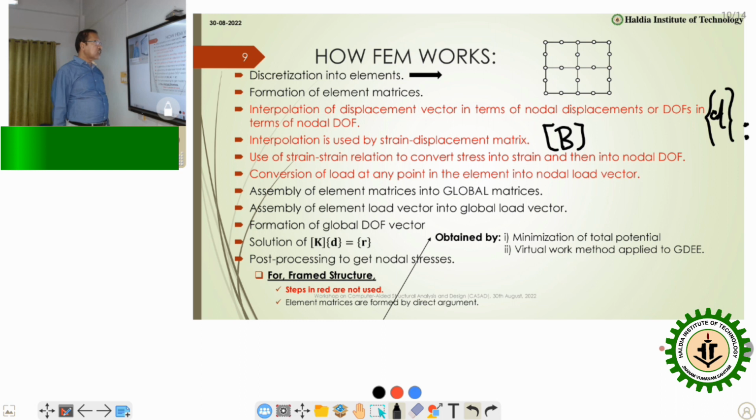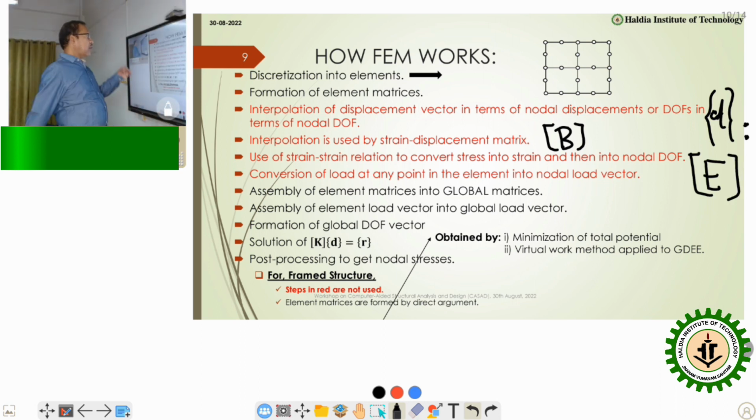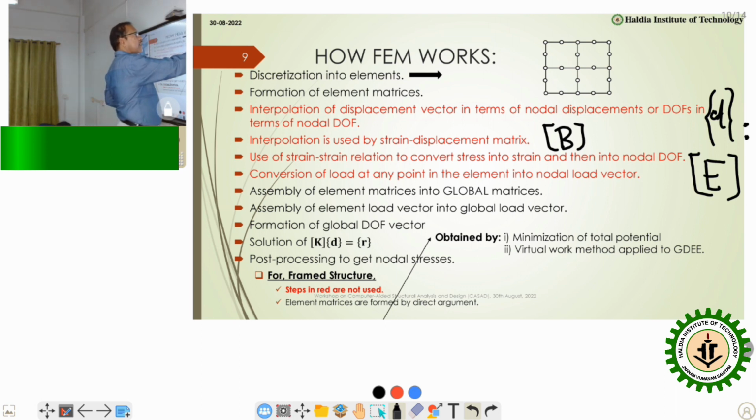Then the stress and constitutive relation, we can write stress and constitutive or E matrix, right? Now the conversion of the load vector at any point into the element nodal load vector. Suppose the load is applied at this point, then it has to be converted to the nodal load vectors by interpolation.